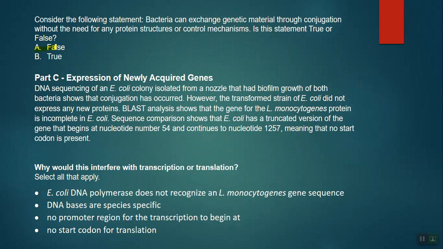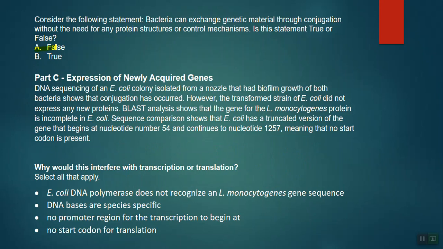DNA sequencing of an E. coli colony isolated from a nozzle that had biofilm of both bacteria shows that conjugation has occurred. However, the transformed strain of E. coli did not express any new proteins. Blast analysis showed that the gene for the L. monocytogenes protein is incomplete in E. coli. Sequence comparison shows that E. coli has a truncated version of the gene that begins at nucleotide number 54 and continues through nucleotide 1257, meaning that no start codon is present.